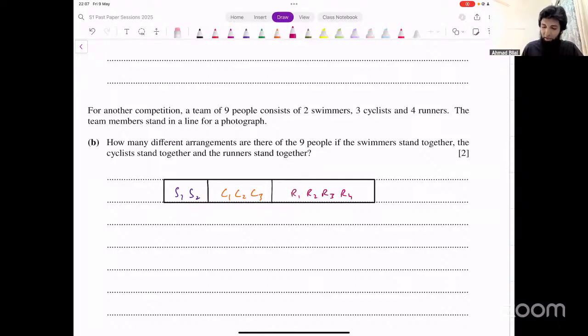In how many ways can we arrange them? 3 boxes, they can be arranged in 3 factorial ways. The swimmers can be arranged with each other in 2 factorial ways. The cyclists can be arranged in 3 factorial ways. And the runners can be arranged in 4 factorial ways. And that will give you the result. You can see what that is. What do you get from this?